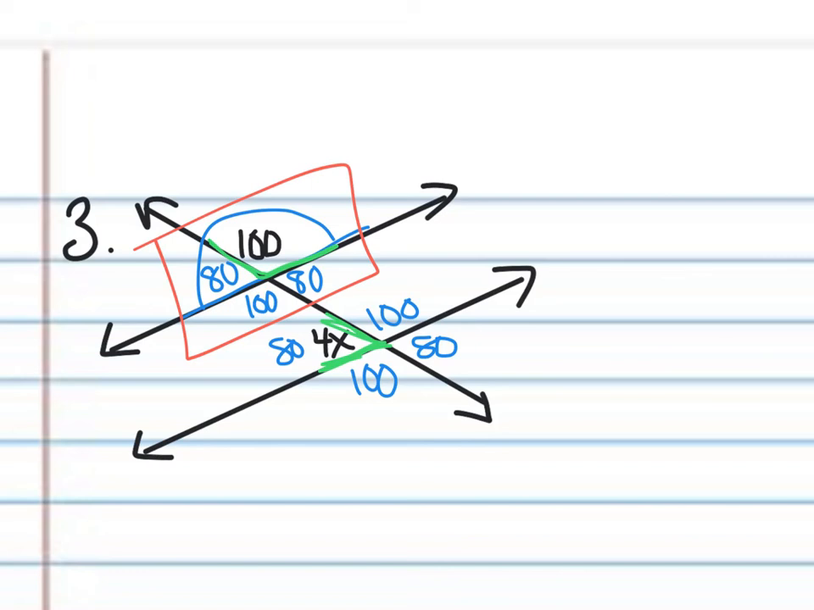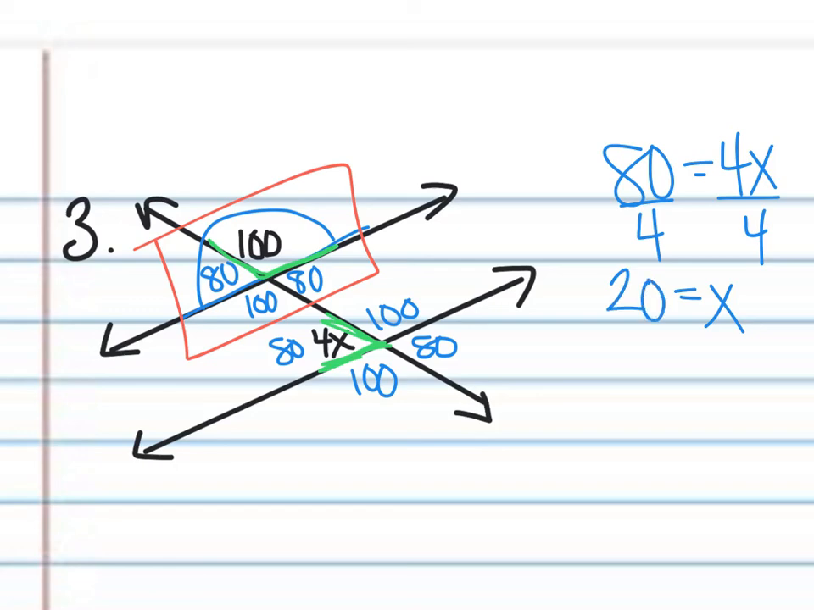I did label 4x as 80 degrees, so I could say 80 equals 4x and just divide by 4 and be done. Because we had 4 times x, so I did the opposite and I divided by 4. And that gets me the answer, x equals 20.